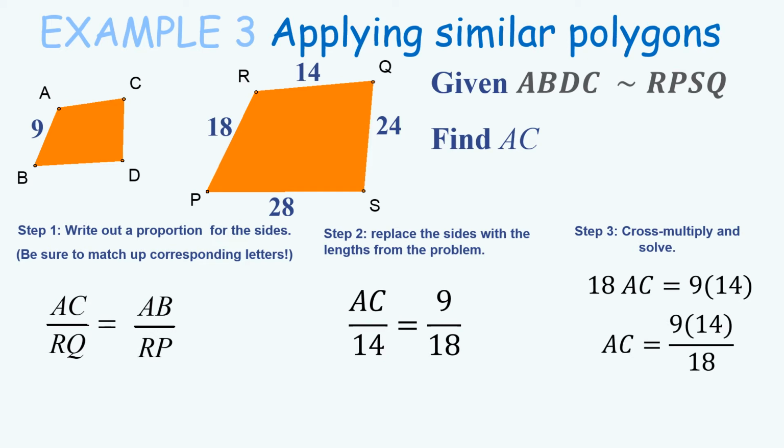At this point, you can use a calculator. If you can avoid using it, excellent. I noticed the following to avoid using a calculator at this point. 9 at the top and 18 at the bottom are both divisible by 9. 9 divided by 9 is 1 at the top, and 18 divided by 9 is 2. So we are left with 14 over 2, and 14 divided by 2 is 7. So the length of the segment AC is 7. And that is the value that we were looking for.